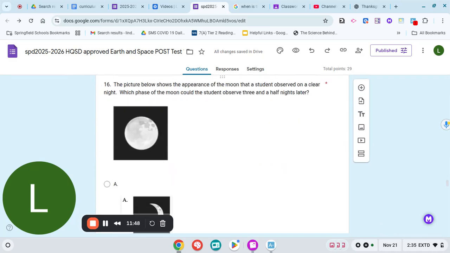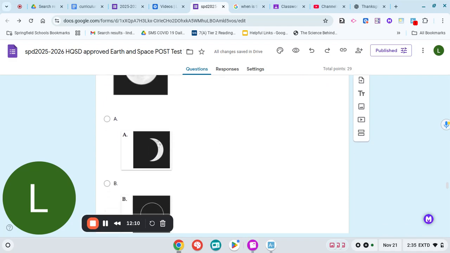16. The picture below shows the appearance of the moon that a student observed on a clear night. Which phase of the moon could the student observe 3.5 nights later? Again, 16. The picture below shows the appearance of the moon that a student observed on a clear night, which is this one right here. Which phase of the moon would the student observe 3.5 nights later?